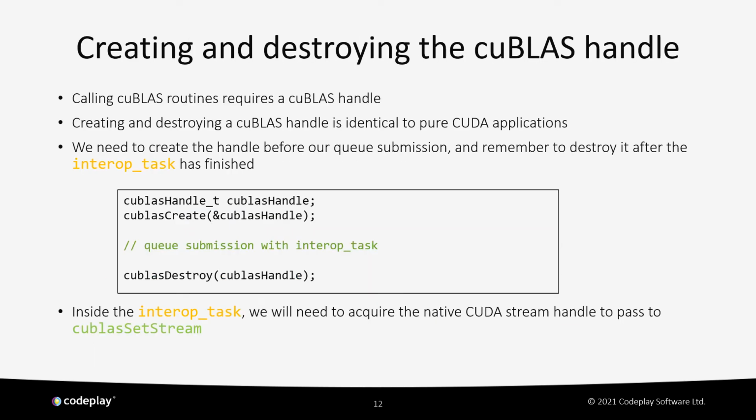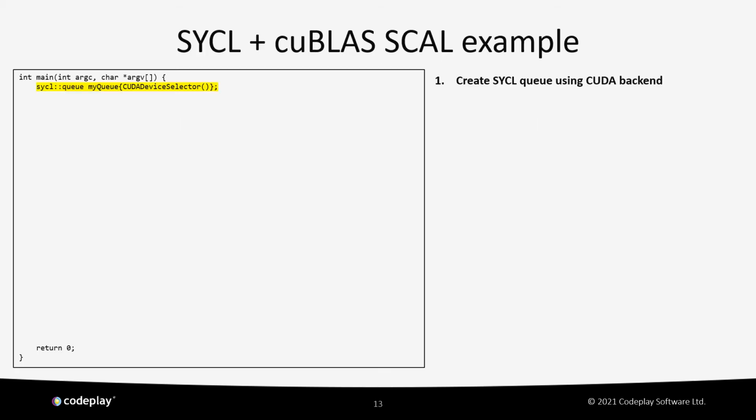Now let's take a look at how we can actually call cuBLAS routines in SYCL and the required setup. Calling cuBLAS routines requires a cuBLAS handle. This handle needs to be created before our queue submission and destroyed after the interop task has finished. This code snippet shows that the handle creation is identical to pure CUDA code. Inside the interop task, we will also need to acquire the native CUDA stream handle to pass to cuBLAS setStream. Next, we will look at a step-by-step example.